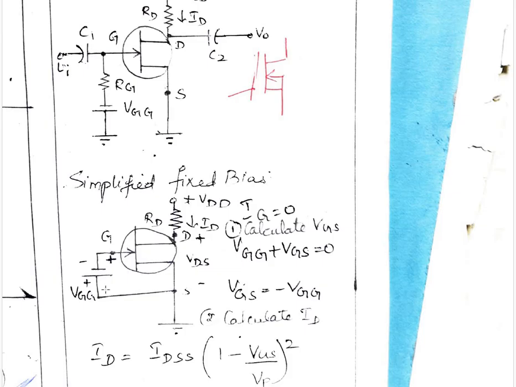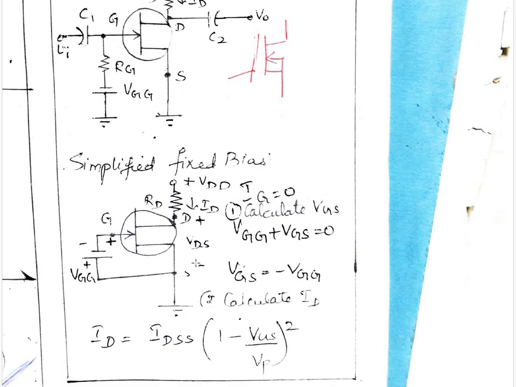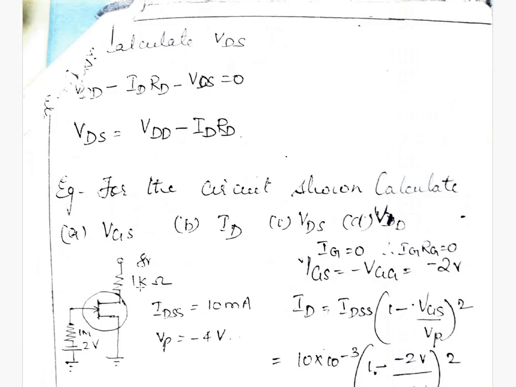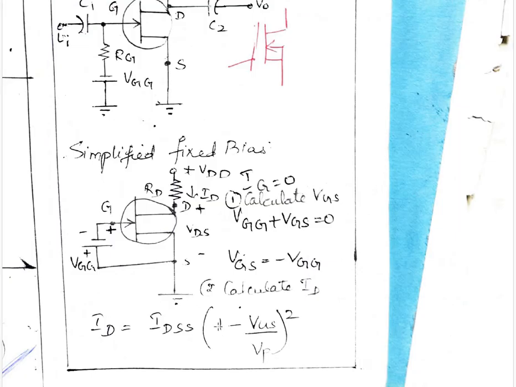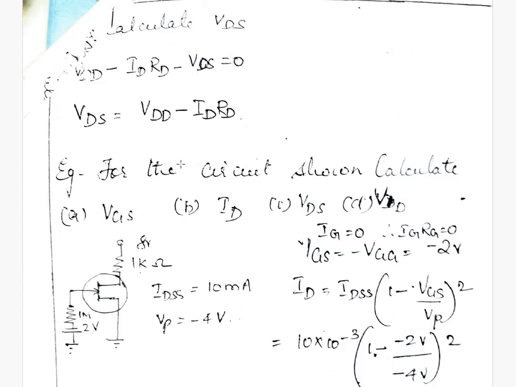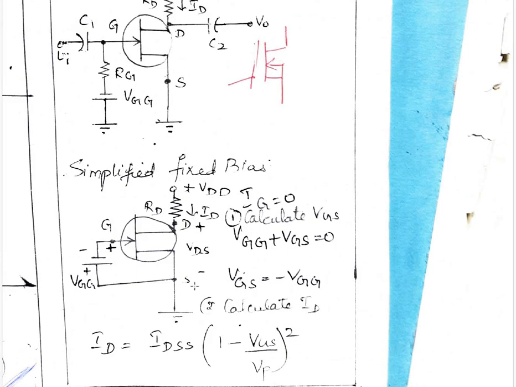Calculate VGS. When we write the KVL for the input side, VGG plus VGS is equal to 0. So VGS is equal to minus VGG. And the drain current formula ID is IDSS into 1 minus VGS by VP whole square, which is constant for all the biasing. Calculate VDS, that we will write KVL in the output side.